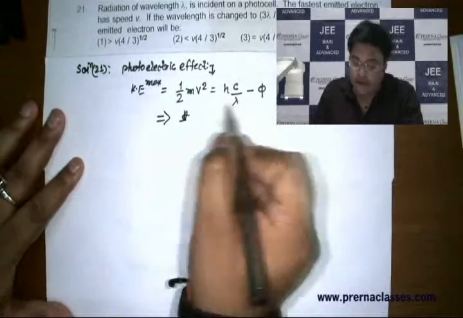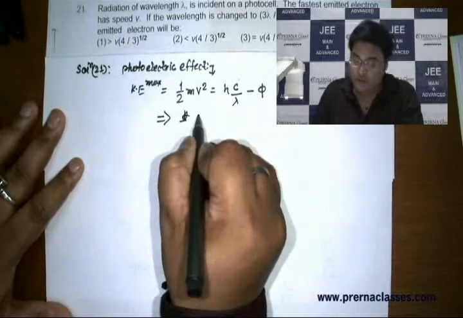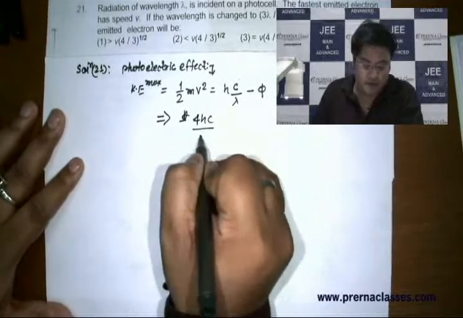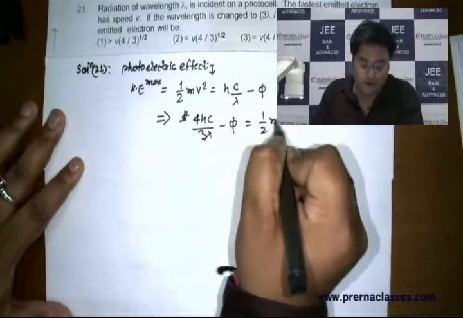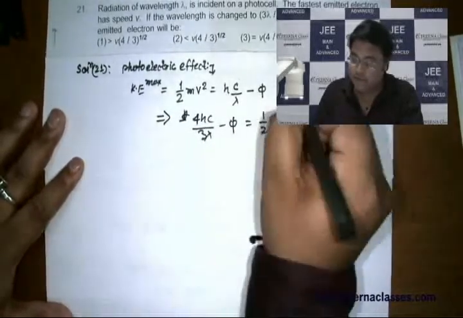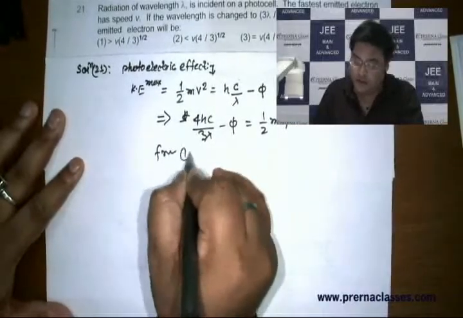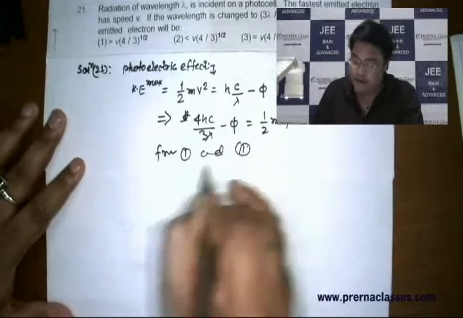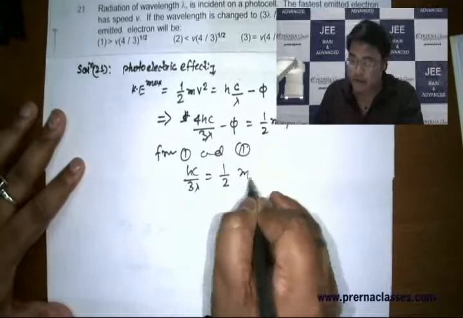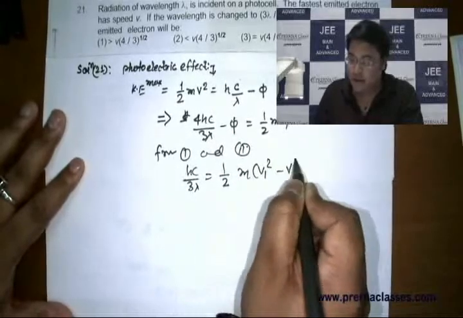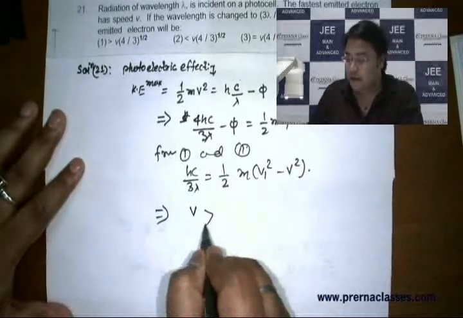So for hc by 3 lambda minus 5 equals half m v1 square. Let us call it the first and second equation. From first and second, hc by 3 lambda is equal to 1 by 2 m (v1 square minus v square). That implies v1 is greater than v into (4 by 3) to the power half. So option 1 is correct.